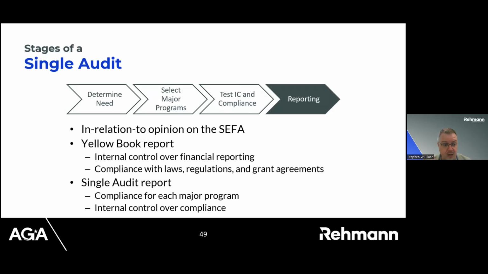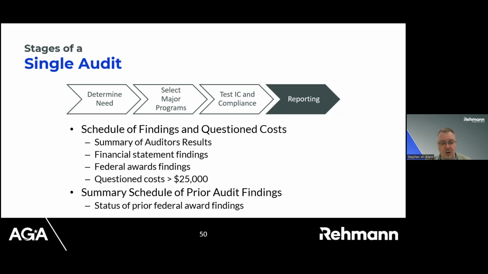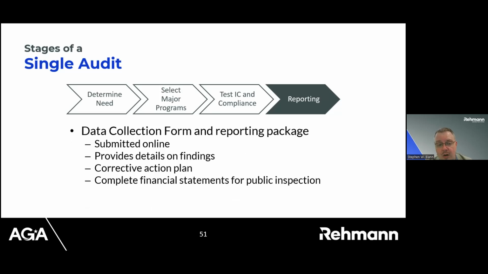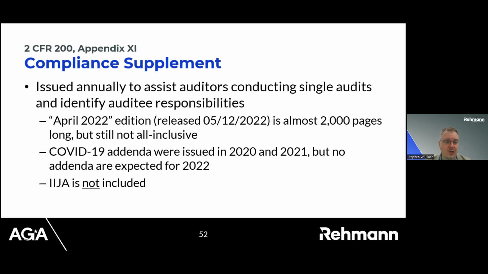And at the end of the process, the auditor issues a bunch of reports. We've got the in relation to report on the CFA, we've got the Yellow Book report, the single audit report, a schedule of findings and questioned costs, a follow-up on prior year audit findings, and then finally, we're going to wrap it all up into an electronic package called a data collection form and submit it for public inspection. More on that in a minute. So that's the context of what's happening with a single audit. Let's dive into the 2022 compliance supplement to see what it has to say about what's new this year.